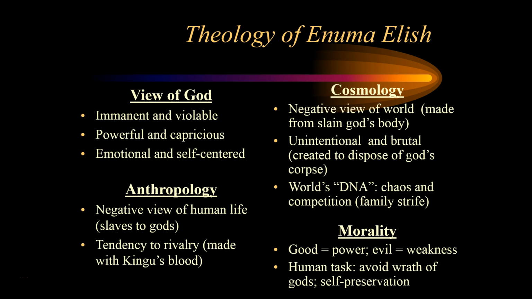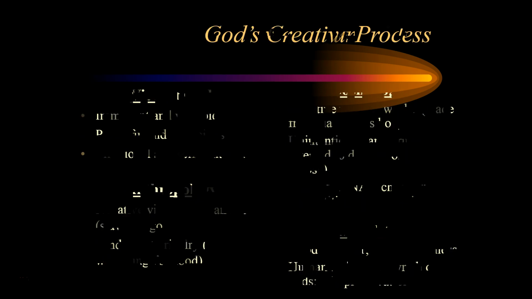So here's the theology of the Enuma Elish. God's immanent and volatile, powerful and capricious, emotional and self-centered. And the cosmology, it's a negative place where it was made unintentionally and brutally. And the DNA of the world is one of chaos and competition. Well, so for we as human beings, we're negatively portrayed as well. We're simply slaves to the kings, and we have this tendency to rivalry because we got this Kingu blood within us. And so therefore, how do you make your way in the world? Well, your moral theory is power's good, evil's weakness. The human task, avoid the gods' wrath and just try to self-preserve.